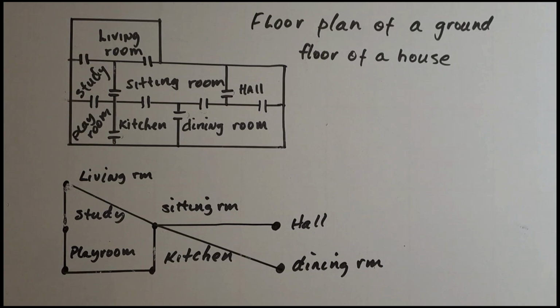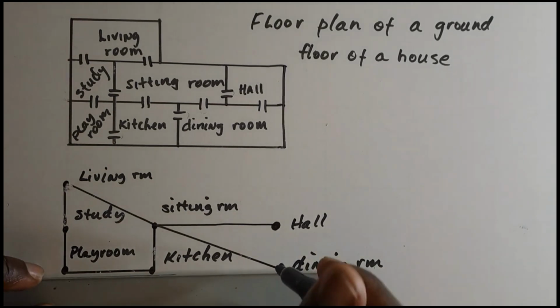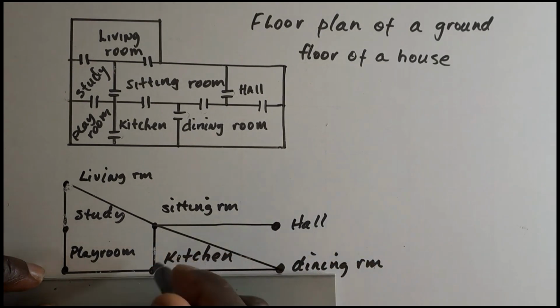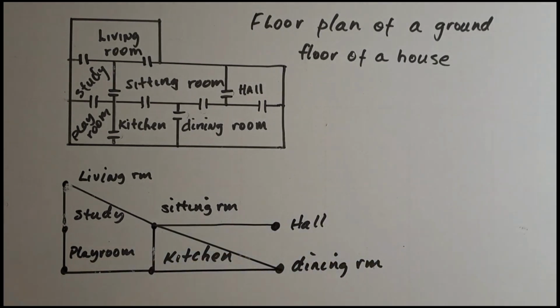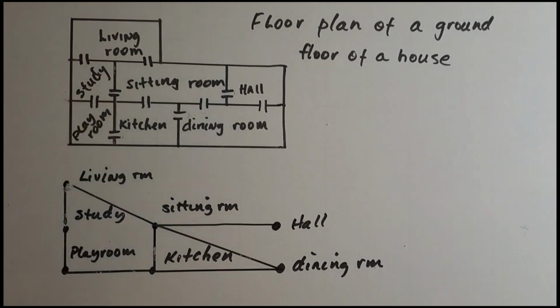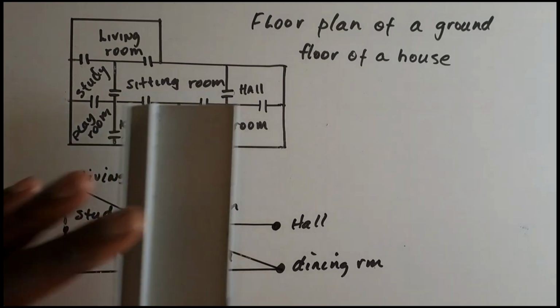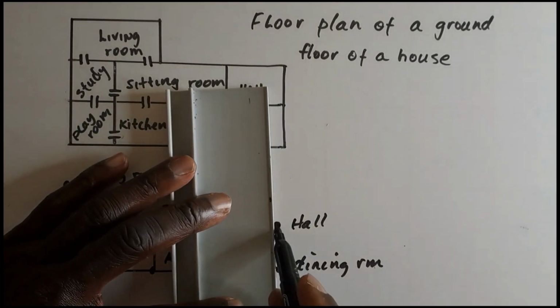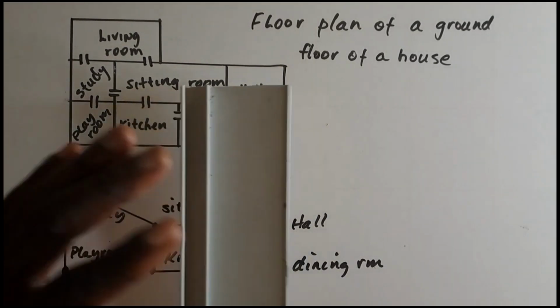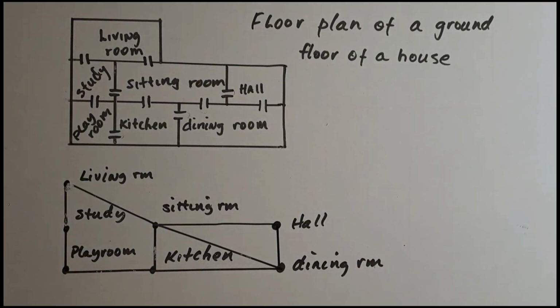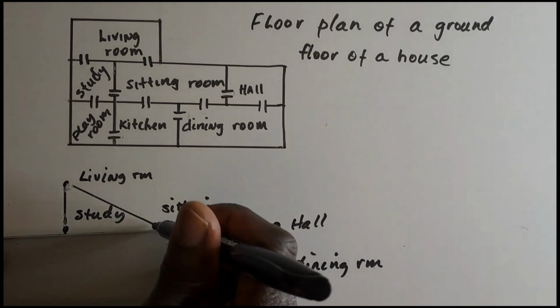And from the kitchen, we can also have access to the dining room. So we have an edge connecting kitchen to the dining room. Now we can get from the hall directly to the dining room. So we have an edge here. And we can get from our study also to the sitting room, or from the sitting room to the study.